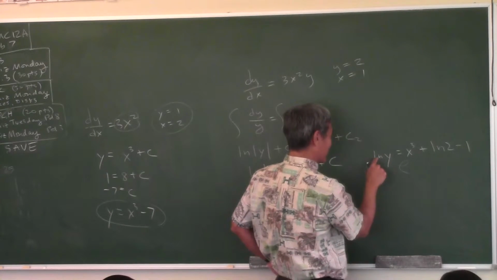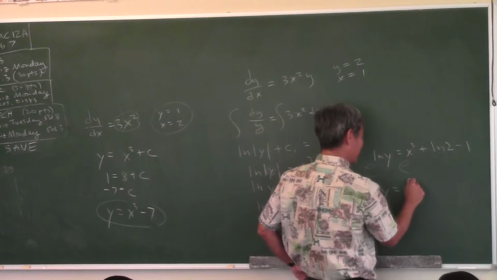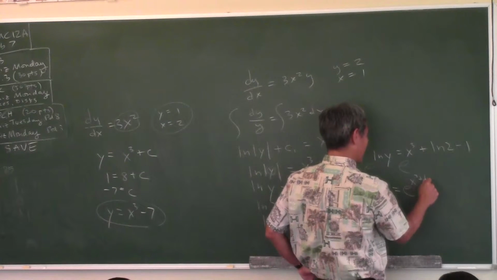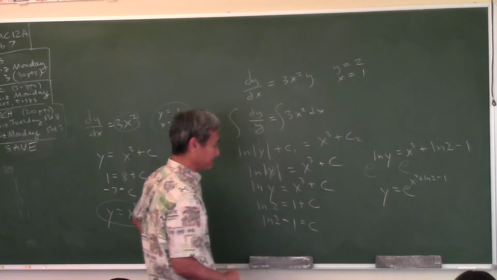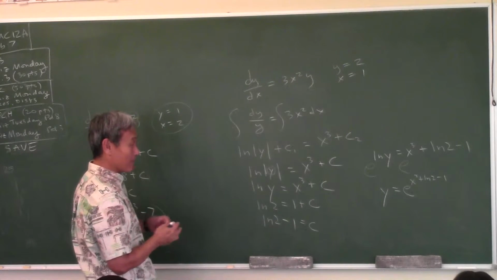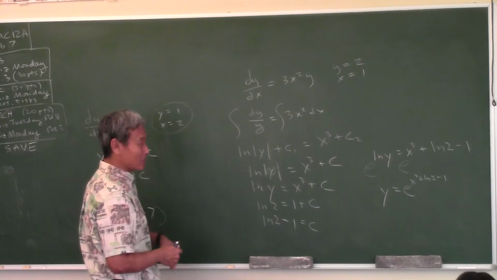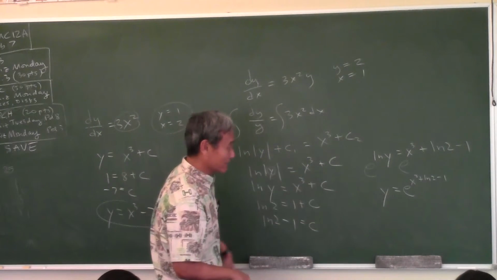That's because e to the natural log y is simply y, and then you get e to the x cubed plus natural log 2 minus 1. This whole thing is the exponent now. Now that is the correct answer. However, on the AP exam, this is going to be a multiple choice problem. You look at the choices, none of them is that. You have to simplify that.